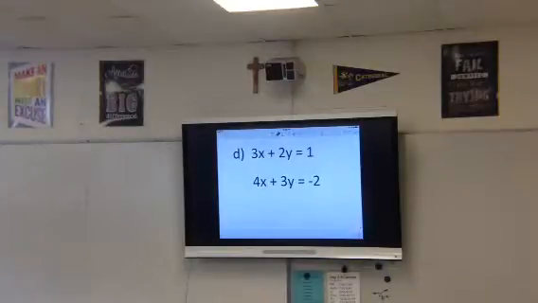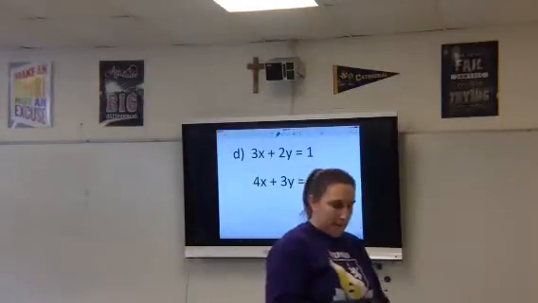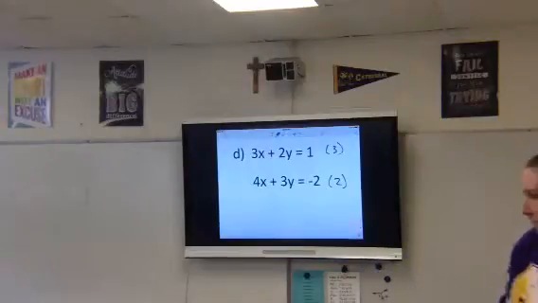So how would I cancel the y's here? What can we multiply by? Okay, Anthony? 2 on the bottom and 3 on the top. Okay, so he says 2 and 3.